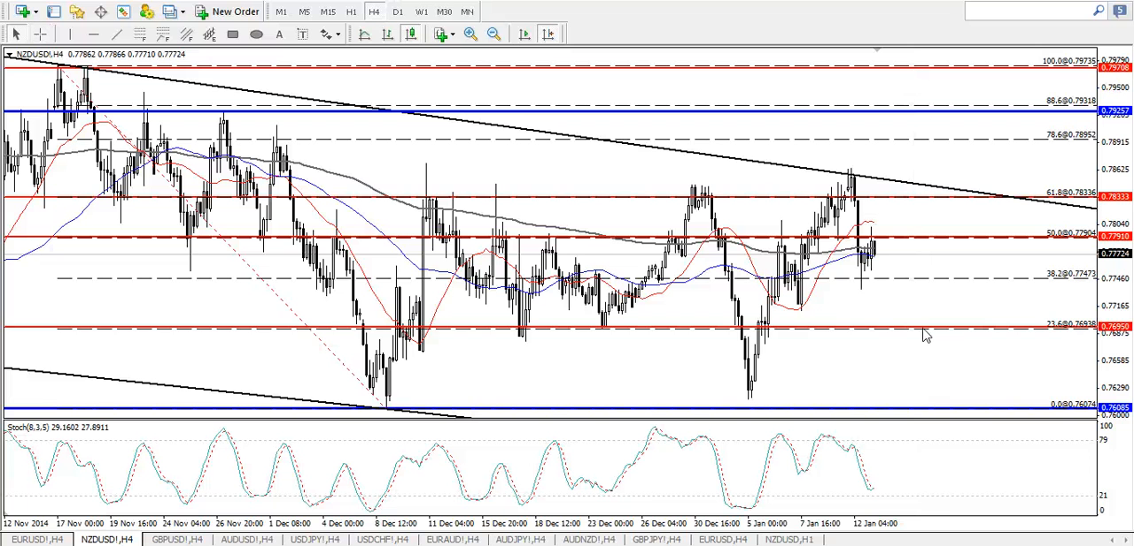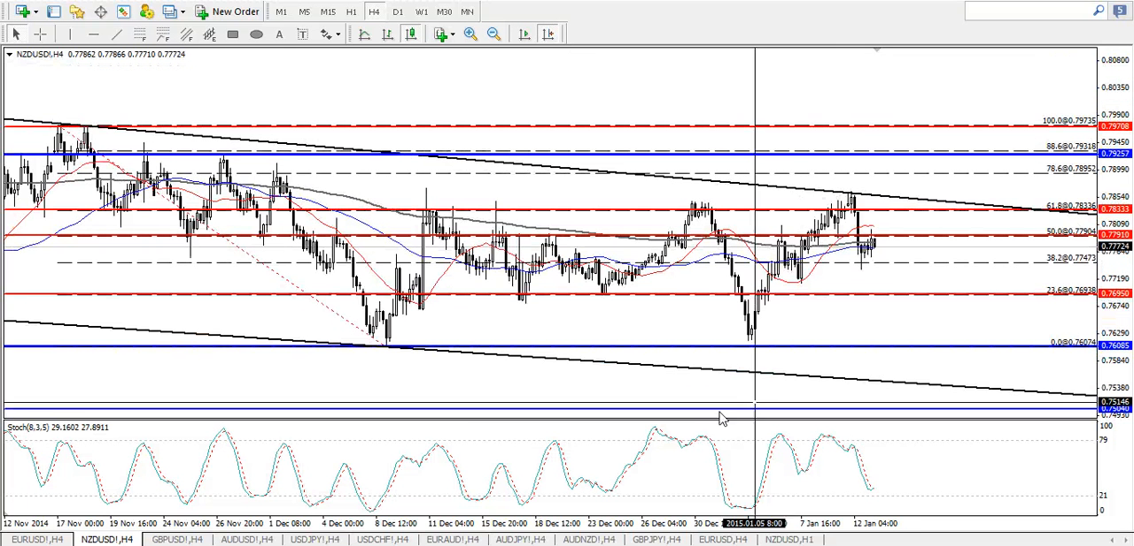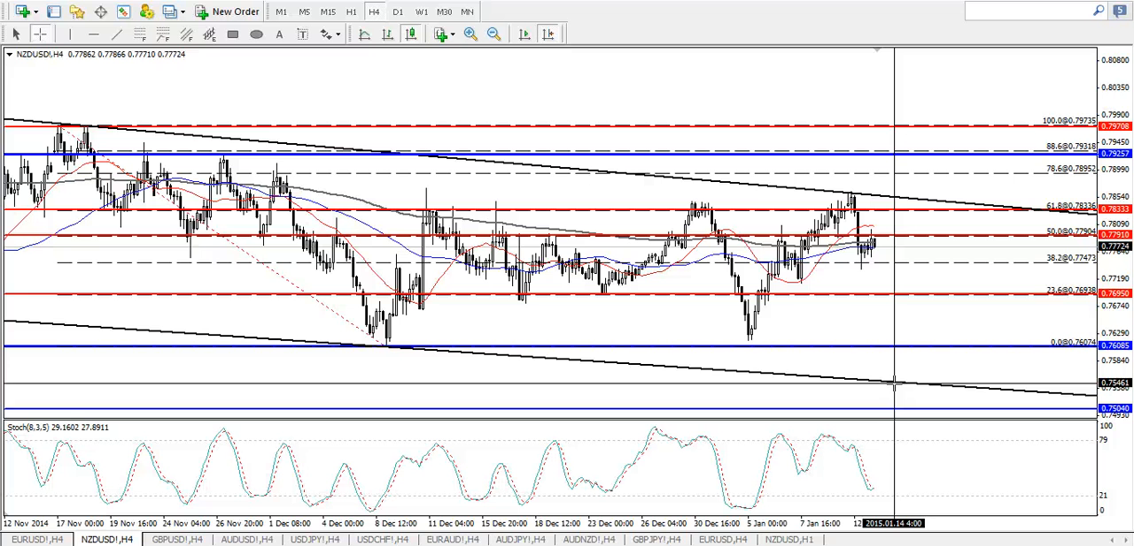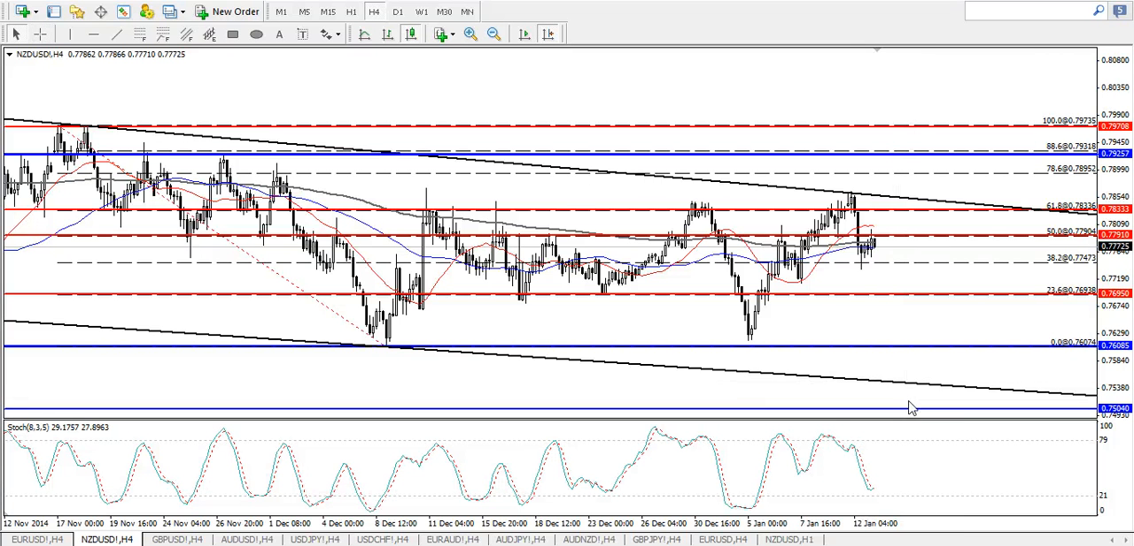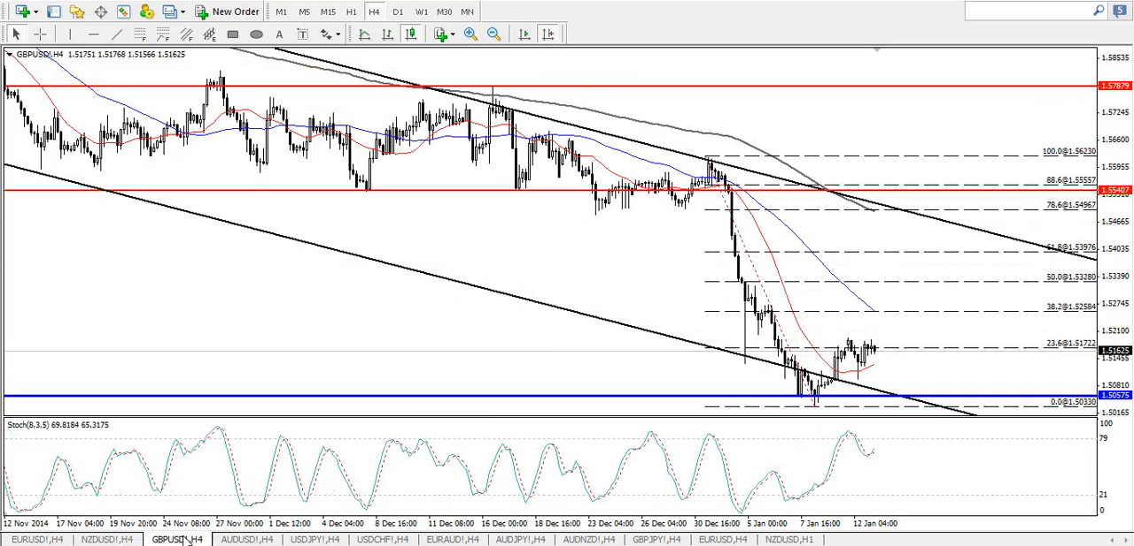Of course, the first level is at the support level of 0.7695, followed by the previous low at 0.7608 as well. And of course, it is the Fibonacci expansion level of 161.8%, and going lower will be at the bottom of the falling trend channel, followed by the next exhaustion level, the price of 0.7504. So that's for the New Zealand dollar against the US dollar.